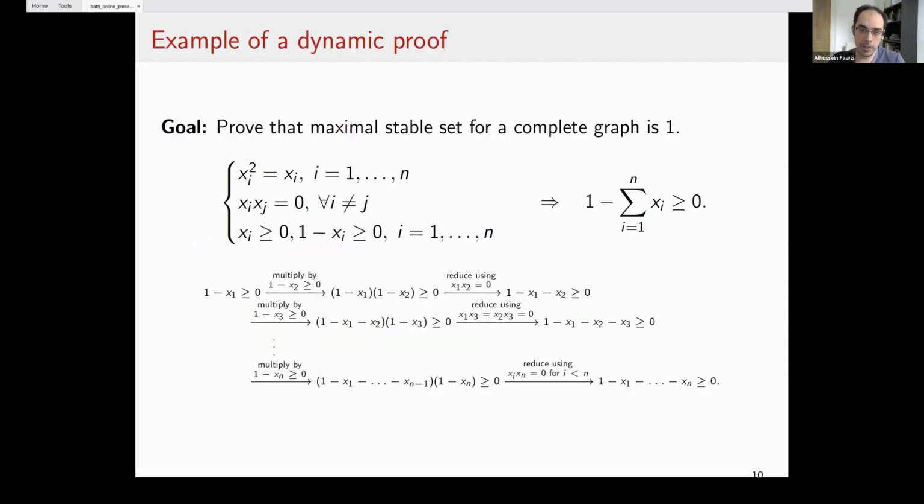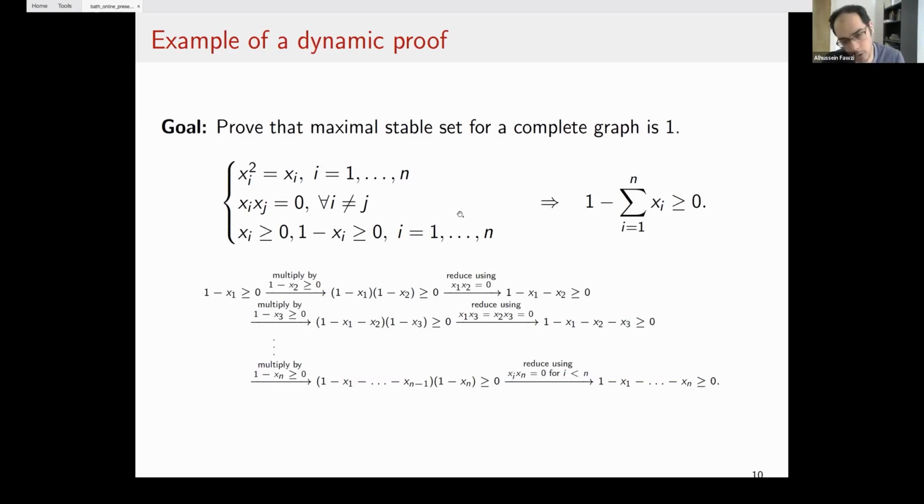Okay, so let's have a look at an example, again from the stable set problem. As I've said, the largest stable set, or the largest independent set, of a complete graph is of size 1. So you can rewrite the problem as in some previous slides. These are the constraints of the problem of the largest stable set, and then you want to prove that the sum of xi's is less than 1. So remember that we want to derive upper bounds and not lower bounds on the sum of xi's, because we want to prove that there is no stable set larger than something.